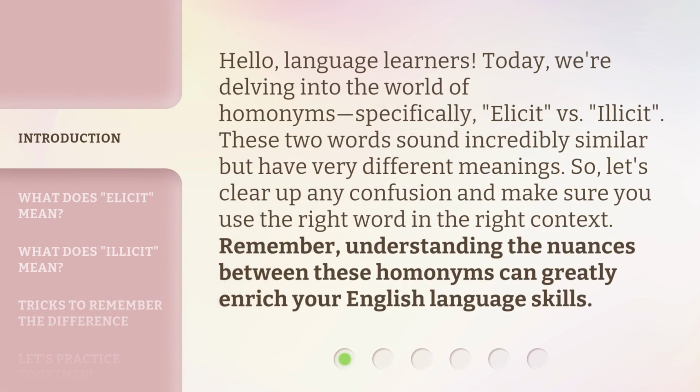Hello, language learners. Today, we're delving into the world of homonyms, specifically, elicit versus illicit. These two words sound incredibly similar but have very different meanings. So, let's clear up any confusion and make sure you use the right word in the right context. Remember, understanding the nuances between these homonyms can greatly enrich your English language skills.